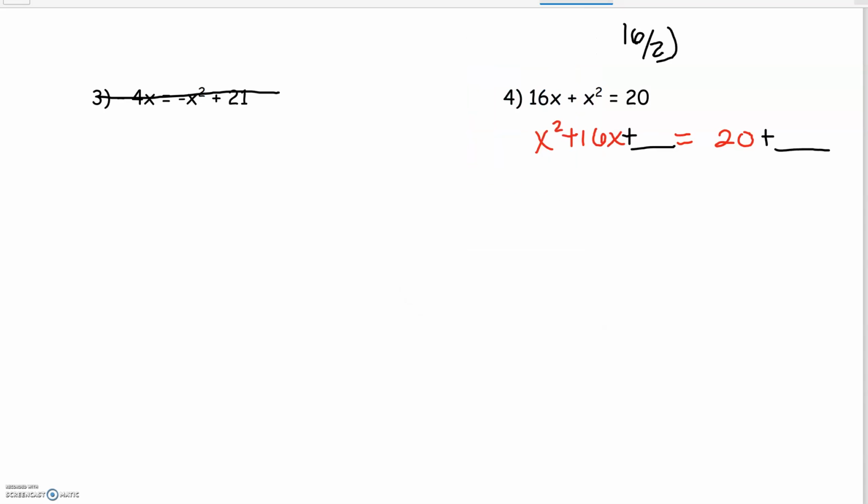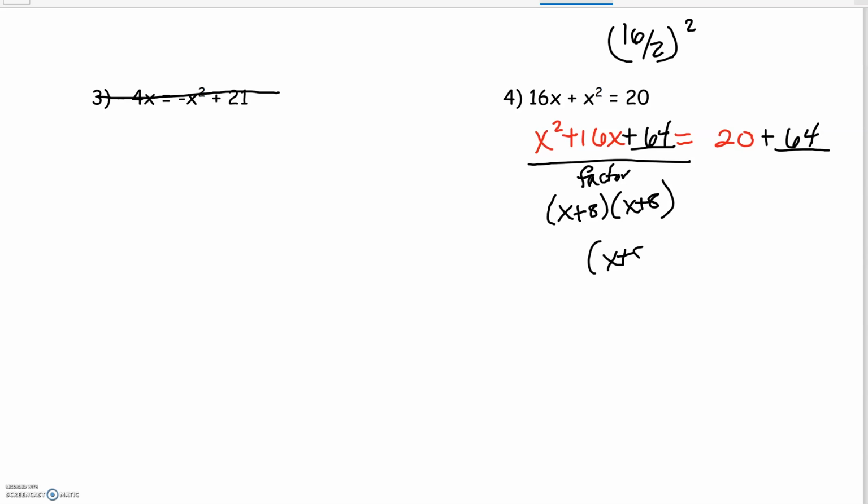So 16 divided by 2 squared is 64. It's 8 squared. And we add 64 to both sides, and then we're going to factor this. So it ends up being our x plus 8 squared. And then we add together and get 84 on the right.